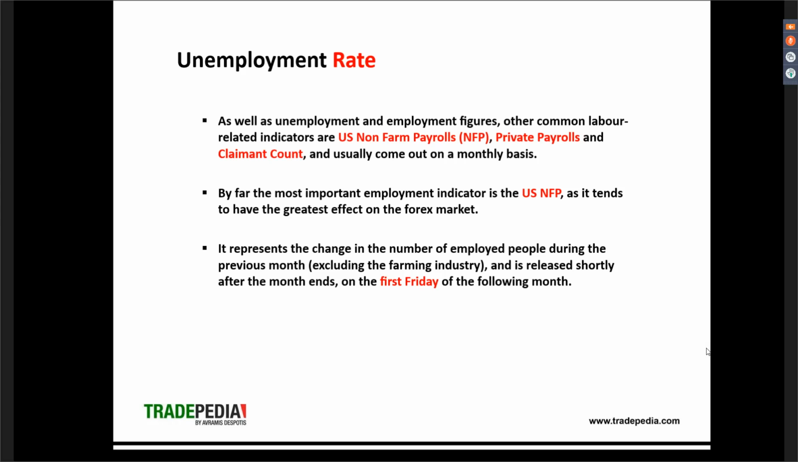Now, US non-farm payrolls has a big effect on the Forex market. As stated, it comes out on the first Friday of every month. So it's what we saw last Friday, yes. This Friday that just passed was the NFP for the November data. Yes, it was the first Friday of December. So every first Friday of the month, the announcement for the NFP of the previous month comes out.